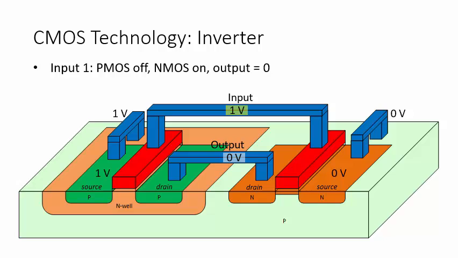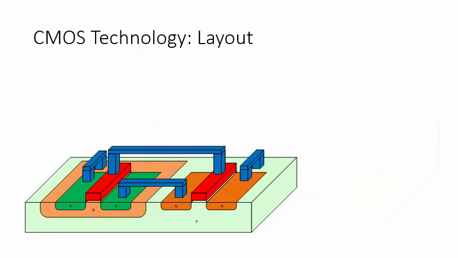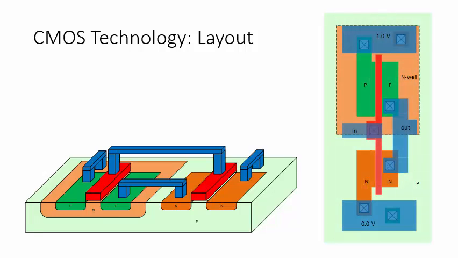Now let's take a look at the chip layout for the inverter. There are various ways to lay out the transistors and connections. Here's one example. This is the view looking straight down toward the chip surface. The mask layer for each material is shown in a different color. This is the PMOS transistor channel with the poly gate shown in red and the P-type source and drain on two sides. Similarly, here is the NMOS transistor.